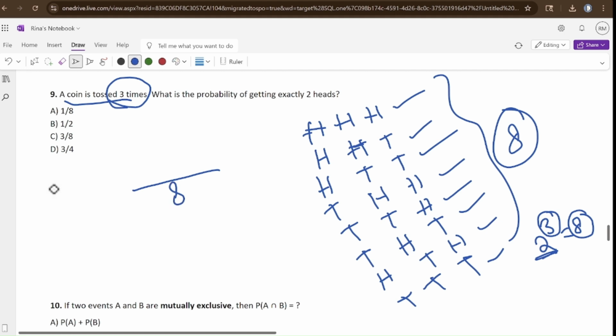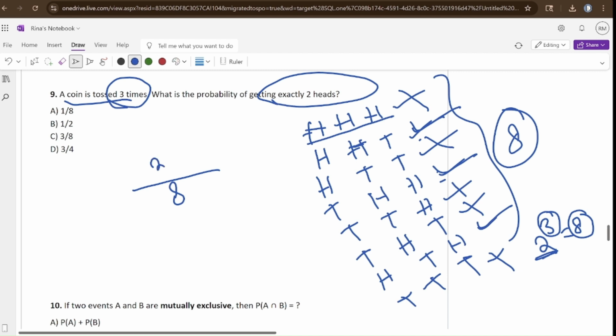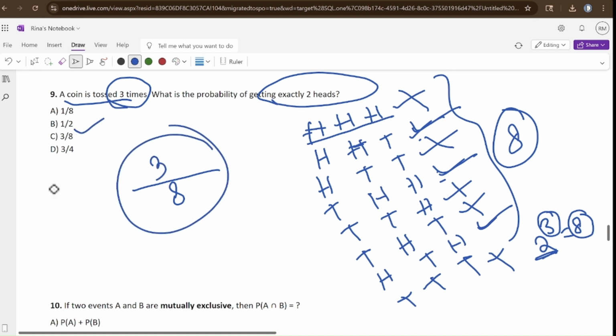Now my favorable outcome is, what is the probability of getting exactly 2 heads. See, here is it exactly 2 heads? No. Here, yes. Here exactly 2 heads? No. Yes. No. No. Yes. No. See, 1, 2 and 3. Okay. So the favorable outcome is 3. So this will be answer 3 by 8. Clear? Whatever the question is, what is the probability of getting exactly 3 heads? 1 by 8. What is the probability of getting no head? This one, 1 by 8. So this way, whatever the question is, you can simply calculate.